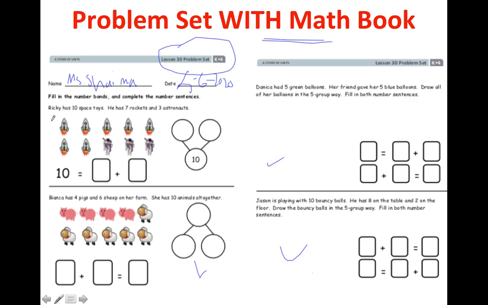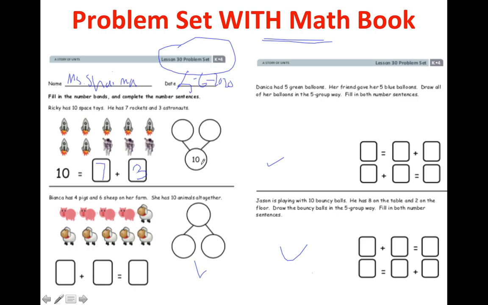Ricky had 10 space toys. He has 7 rockets and 3 astronauts. So the way it works is 10 equals blank plus blank. So we know that these are the two parts because the whole is 10. The story says I have 7 rockets and 3 astronauts. So I'm going to put 7 and 3 as the two parts because when you put them together, they become the space toys.